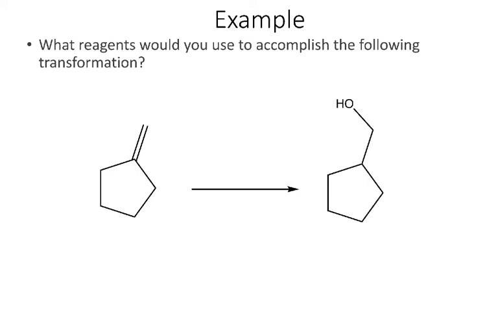Okay, one more example. In this case, I'm starting with an alkene going to an alcohol. So this is going to be an addition reaction. And I can see that I've got an anti-Markovnikov addition. The OH went on the less substituted carbon. So for that, I want to use hydroboration oxidation.